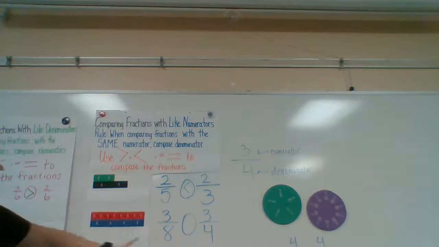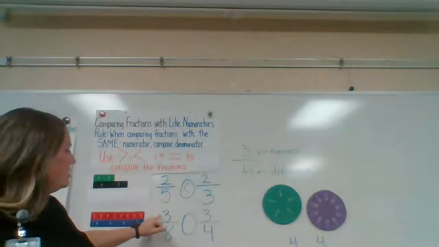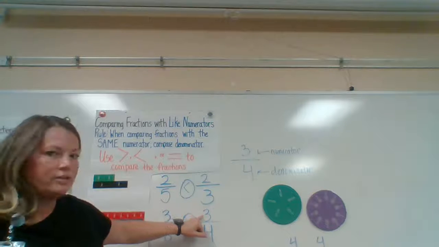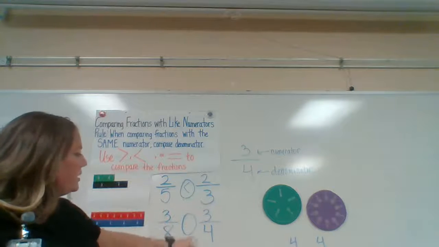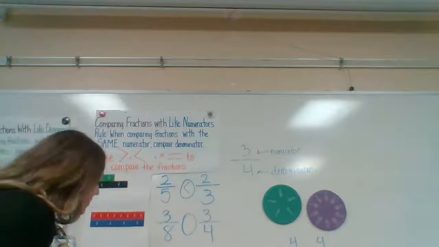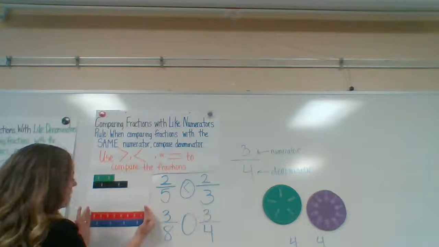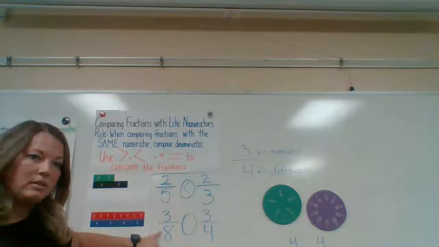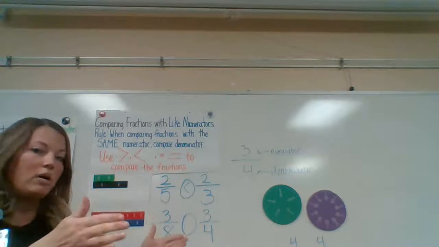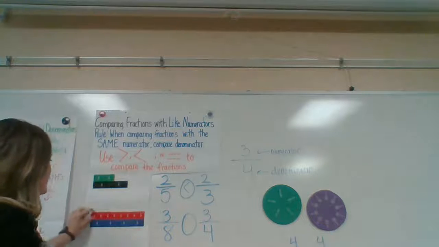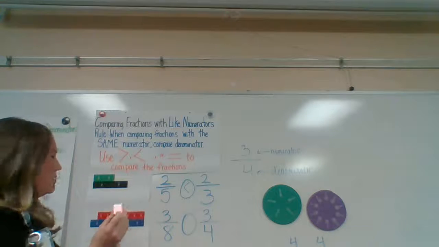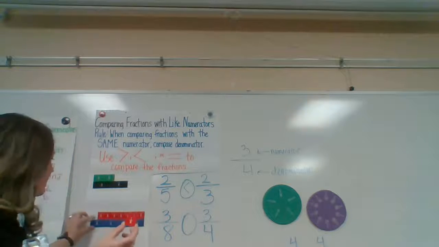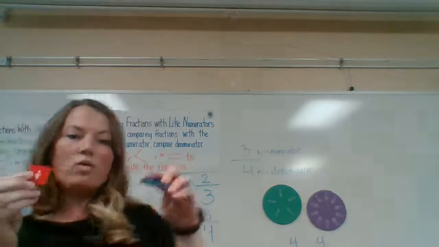For this one, my numerator is 3. My numerator is 3. 3/8 compared to 3/4. So this time around, I'm thinking about my wholes, and my one whole in this fraction is cut into 8 pieces. So if I had a candy bar and I cut it up into 8 pieces, the pieces would be much smaller than if I had a candy bar and I only cut it up into 4 pieces.